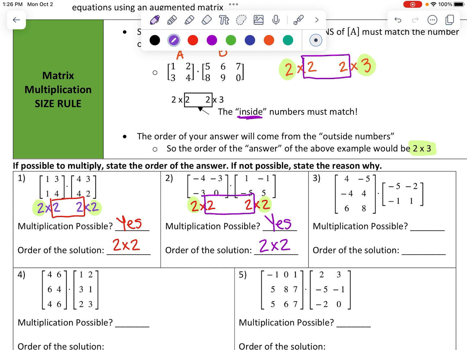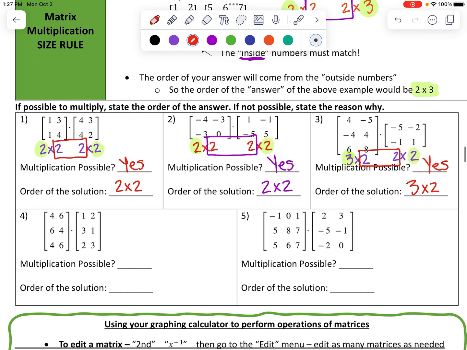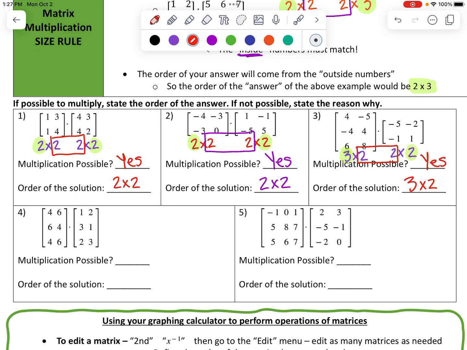All right, on number 3, I have 3 rows by 2 columns for my first one. Then on my second one, I have 2 rows by 2 columns. Inside numbers match, so yes, I can multiply. It is possible. And now my leftovers on the outside, 3 and 2. So the order of my solution would be a 3 by 2 matrix. So remember, the numbers on the inside must match. Then what's left over on the outside becomes the order of the solution.